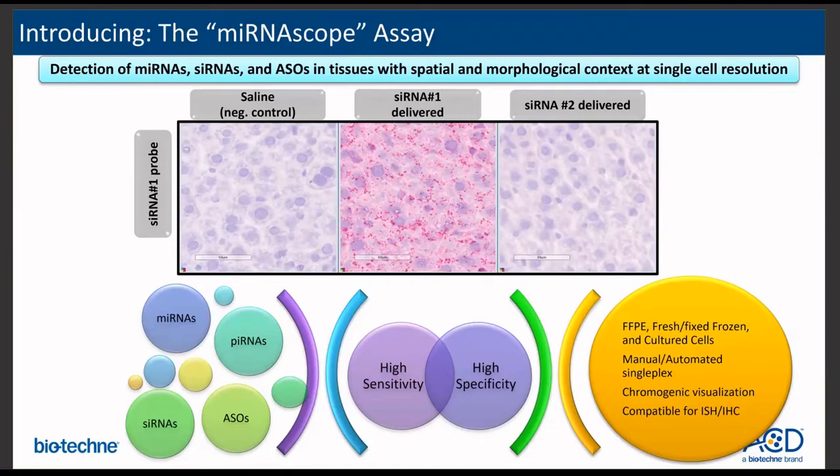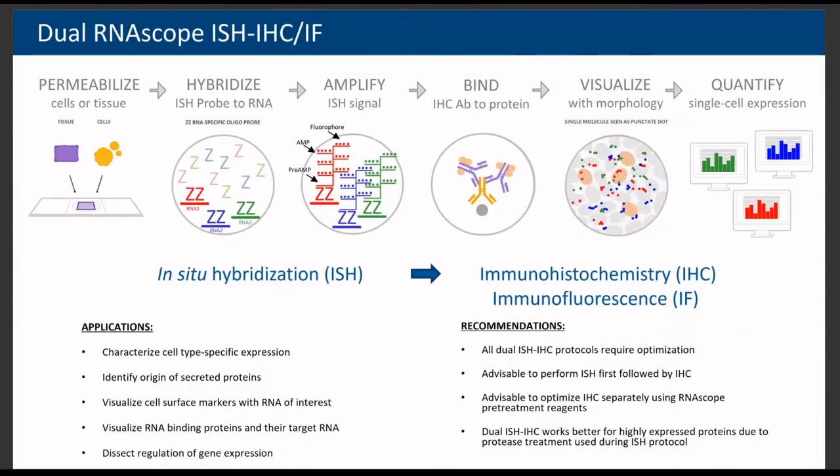And the one cool thing about this assay is that it's compatible with ISH IHC, meaning it's compatible with co-detection of RNA, siRNA, co-detection with the protein as well. So just to segue into the next part, as you know, I already mentioned ISH IHC. So this is one of our more specialized RNAscope ISH plus IHC/IF detection assays available.